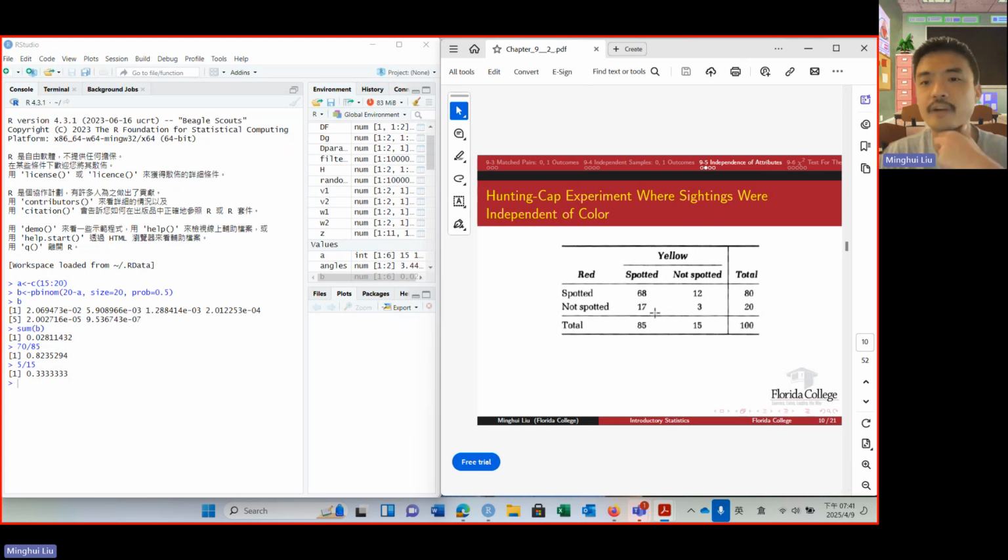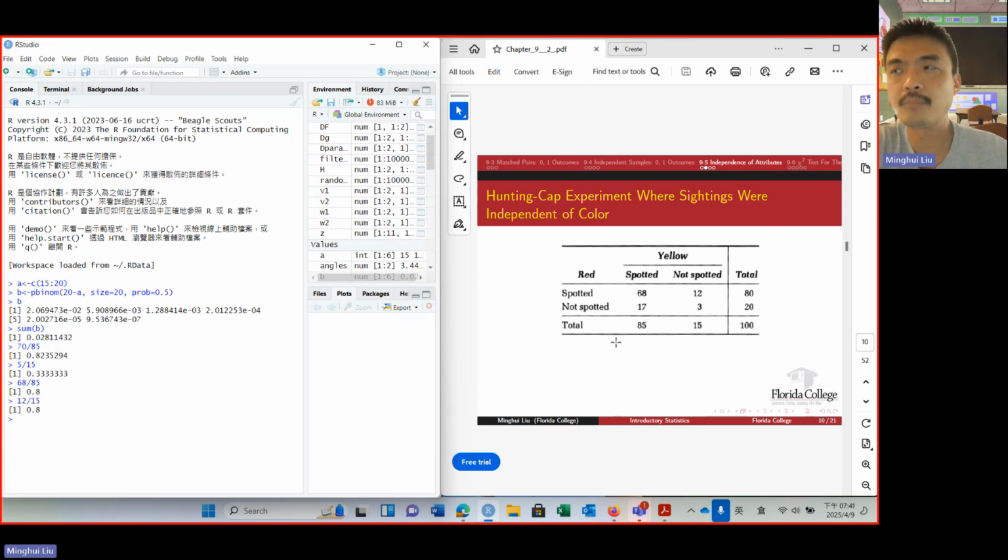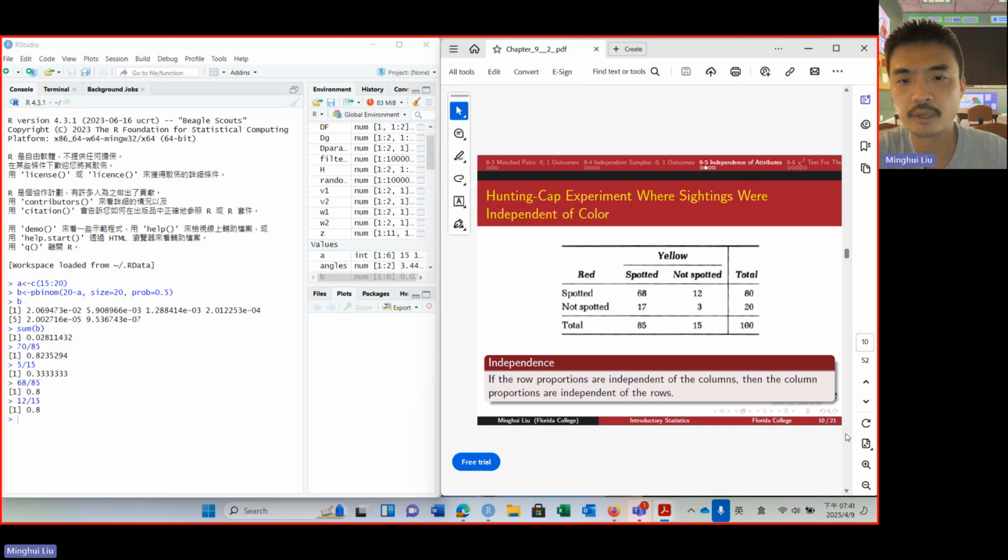So for example, if hypothetically we modify the numbers to this new table, and then among the yellow group, we have 68 out of 85, which is 80%. That's the same as this group, which is 12 out of 15, which is also 80%. So this will be a hypothetical independent case where the ability of spotting yellow is independent of the ability of spotting red.